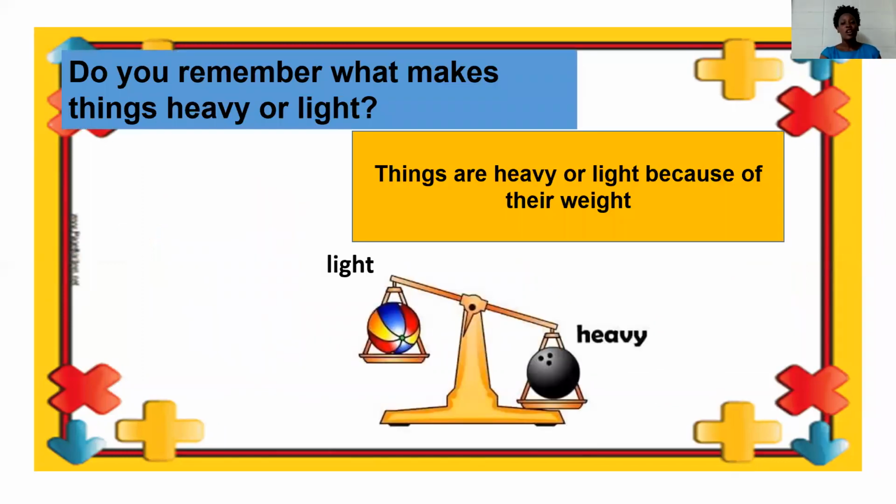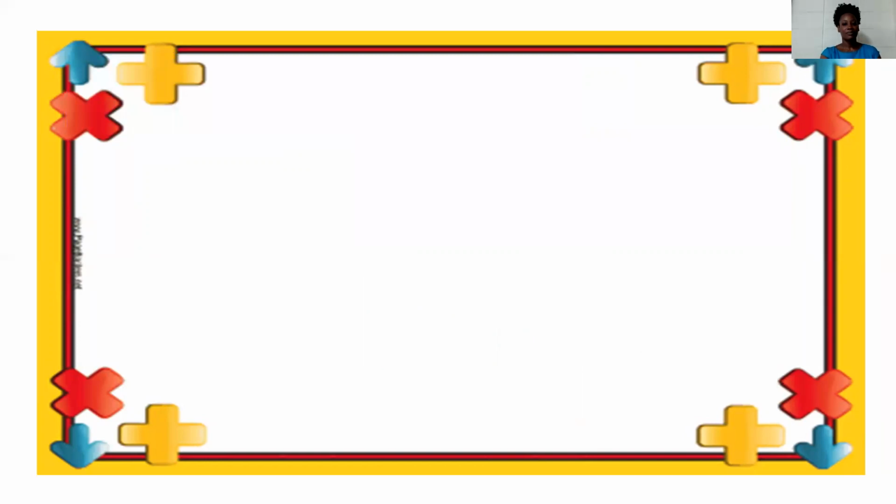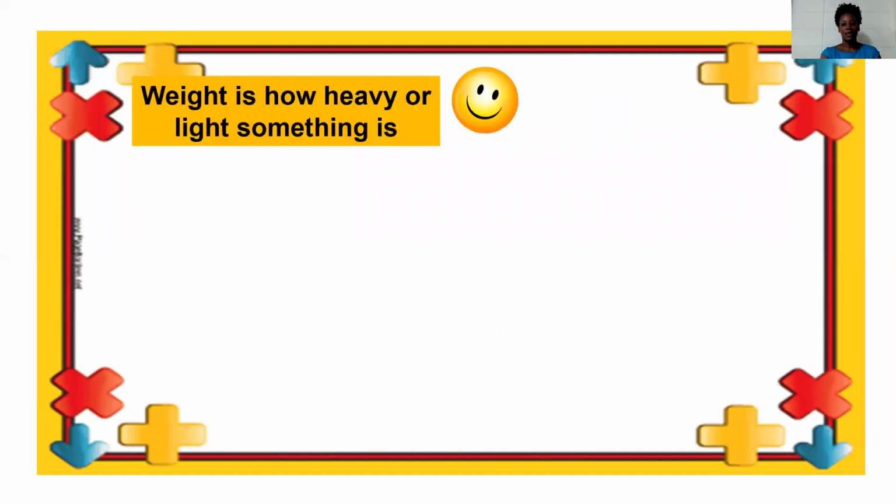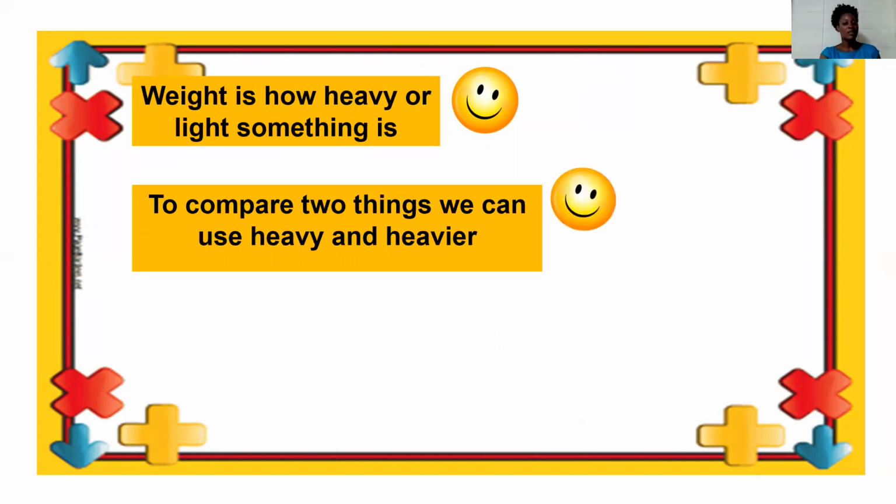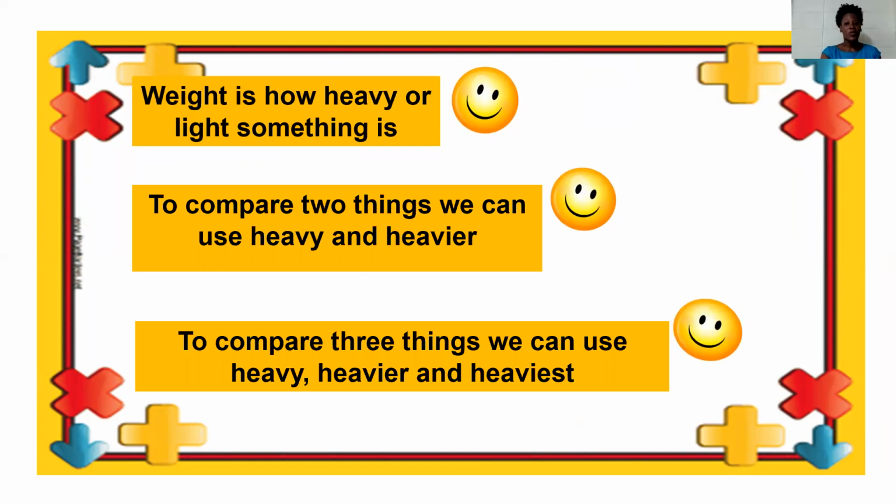Before we go, do you remember what makes things heavy or light? Things are heavy or light because of their weight. So, weight is how heavy or light something is. To compare the weight of two objects, we can use the words heavy and heavier. To compare the weight of three objects, we can use the words heavy, heavier, and heaviest.